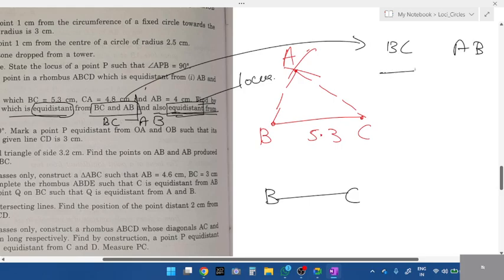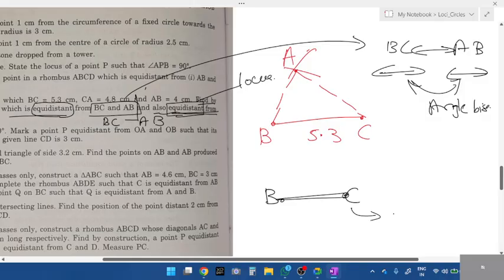Two lines. BC was one line and AB was another line. Whenever two lines or two values like this are mentioned, is it an angle bisector or a perpendicular? This is an angle bisector. But whenever a single line is mentioned, what do we have? Yes, this is known as a perpendicular bisector. Now I'll teach you. I've already taught.